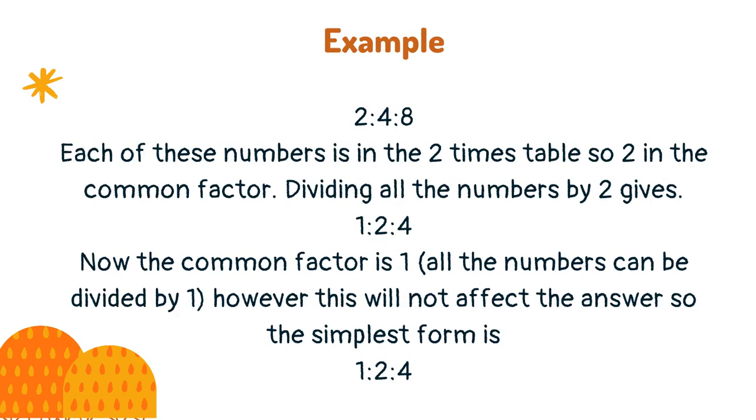2 to 4 to 8. Each of these numbers is in the 2 times table, so 2 is the common factor. Dividing all the numbers by 2 gives 1 to 2 to 4. Now the common factor is 1, all the numbers can be divided by 1. However, this will not affect the answer, so the simplest form is 1 to 2 to 4.